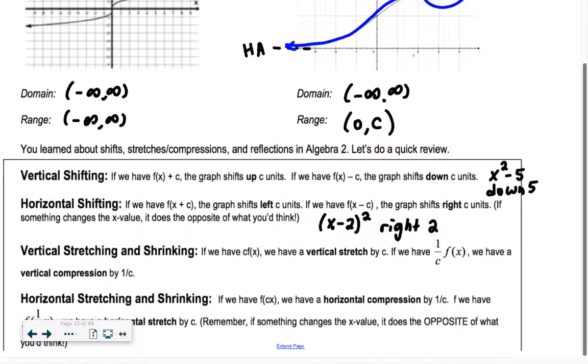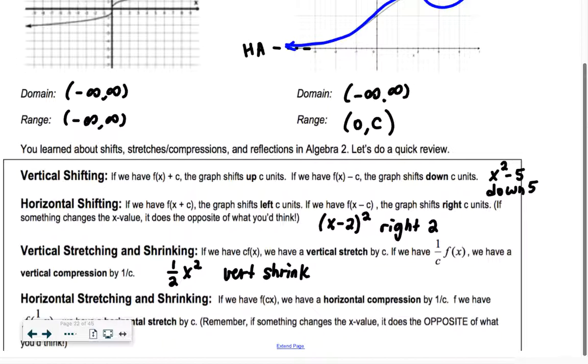Vertical stretching and shrinking. So this is affecting a y value. It's affecting something vertically. So it does exactly what it says it does. So if you had 1/2 x squared, your y values are halved. So it's a vertical shrink, or compression is the word I usually use.